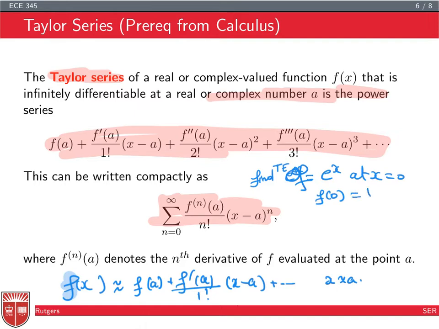And then I need f prime of a, so f prime of x is also e of x, and then f prime of 0 is also 1. And actually, if you look at all the derivatives are going to be the same. So at any order, any nth order derivative of e of x is equal to e of x, and therefore the nth order derivative at 0 is always equal to 1. So if you apply the formula, you will get the following.